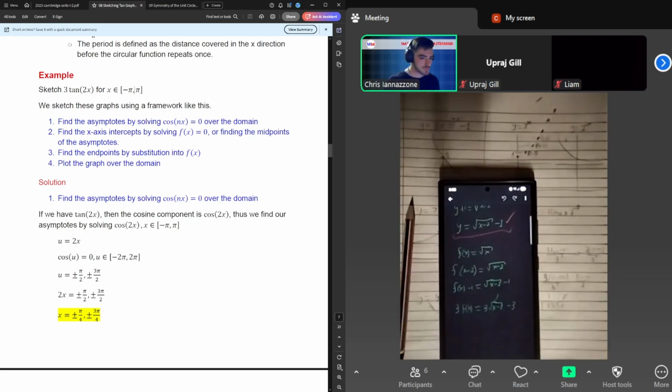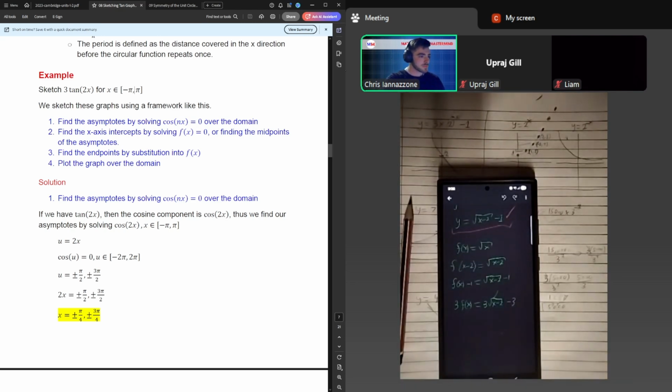Okay, cool. So we'll use a framework like this 4-step thing over here for solving this kind of thing. You'll find that most of the time tan will have a symmetrical domain, symmetrical about x equals 0. That just sort of happens to happen. So get used to having these negative and positive parts of a domain.